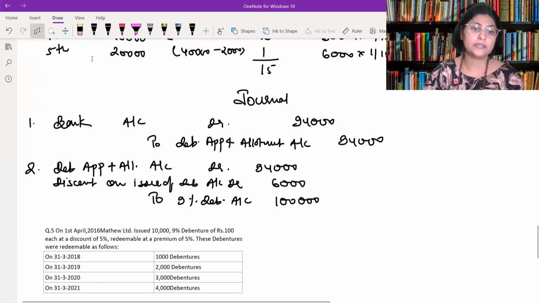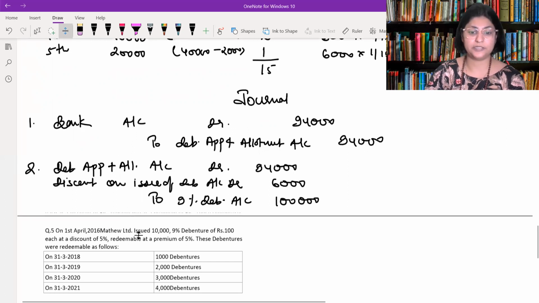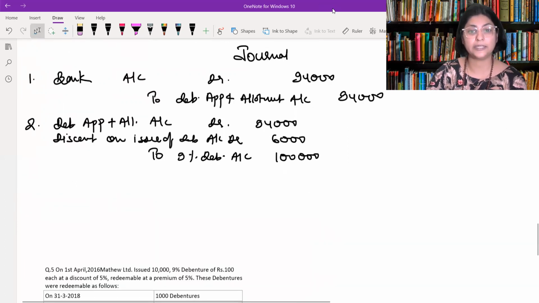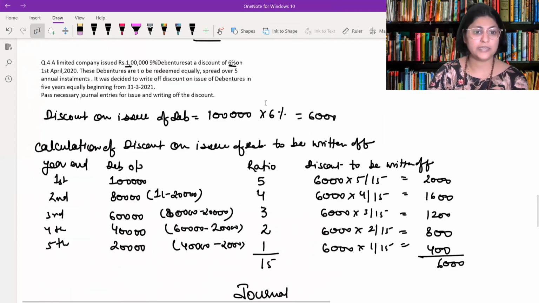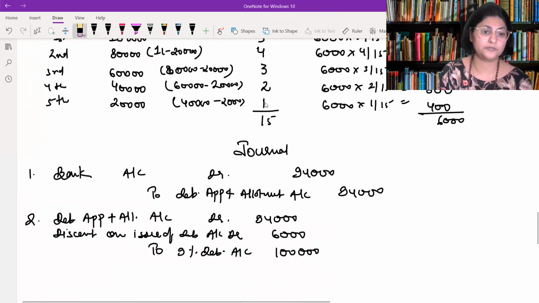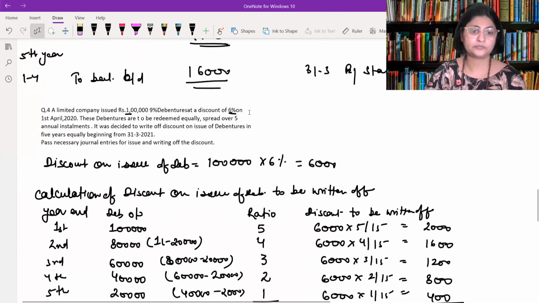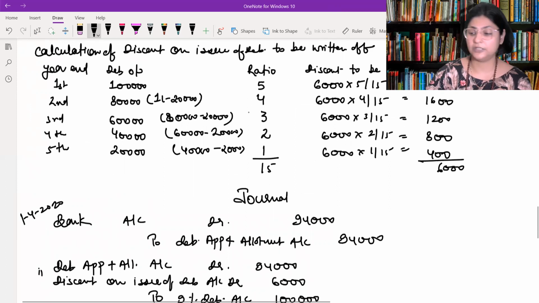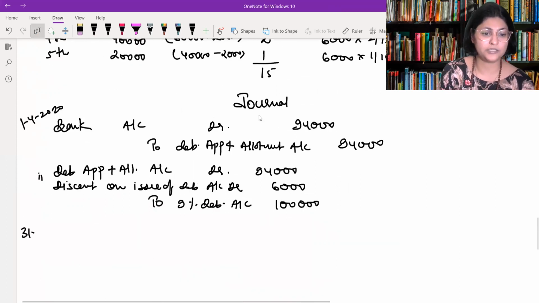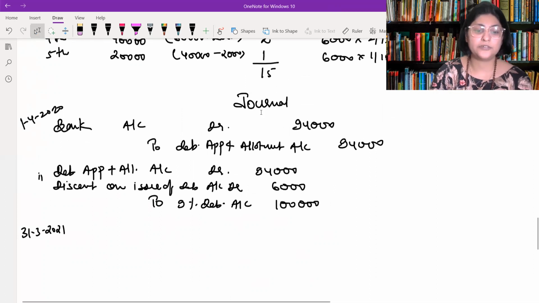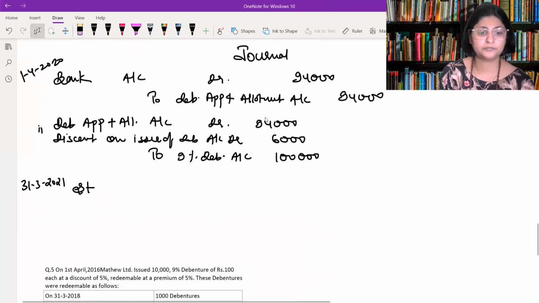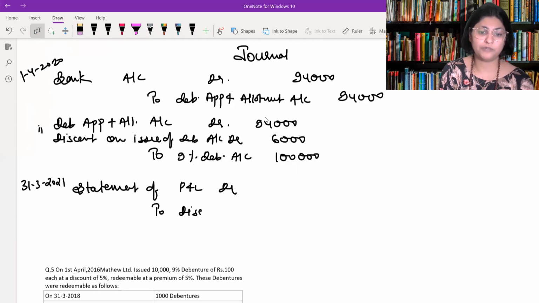Now, in the current year itself, at the end of the current year, means on 31st of March, what was the date over here? I did not write down the dates. The date was 1st April, so this is 1st April 2020, and this was also the same date. Now the next date will be 31st of March 2021. The entry will be statement of profit and loss debited to discount on issue of debenture account.